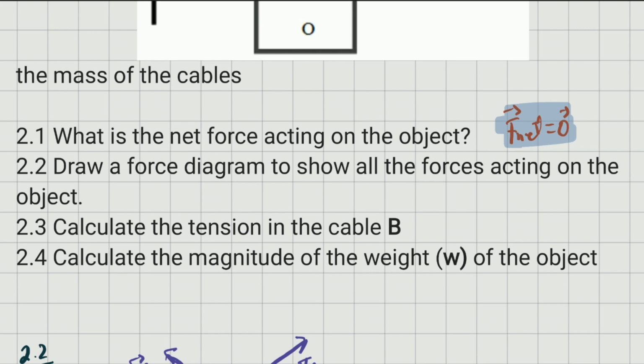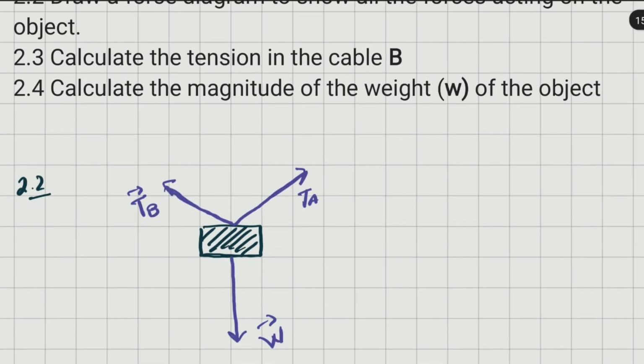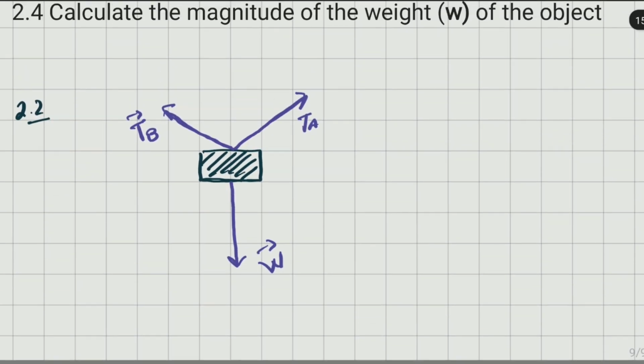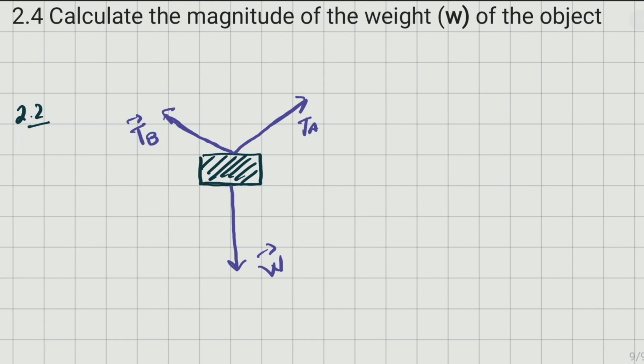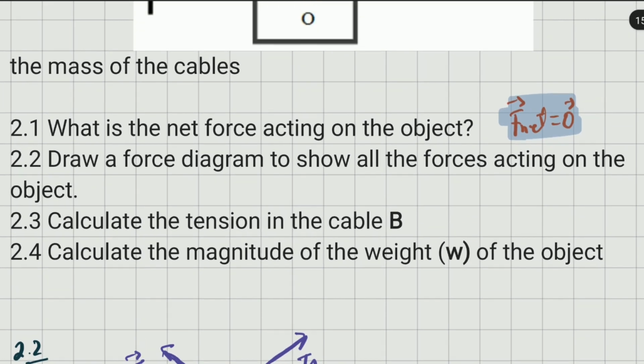2.3, calculate the tension in cable B. Now cable B is on that side there. Now let's quickly have a small Cartesian plane and let's draw the vector B and see what we have there. This is the same forces, but now instead of drawing it in the box, I'm drawing it on the Cartesian plane.